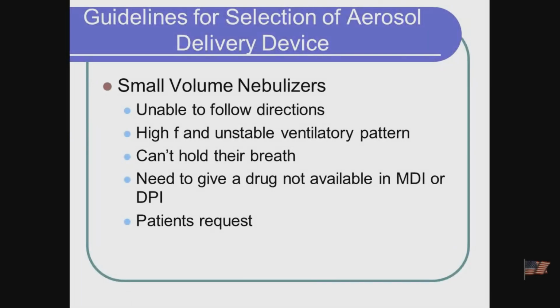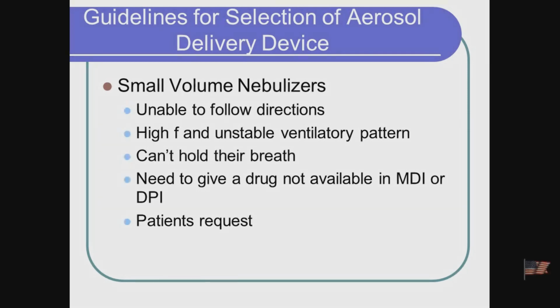Small volume nebulizers. The good news about them is that you really don't have to follow directions. Saying that means that I can use a small volume nebulizer to deliver an aerosolized medication to a patient who's comatose. How effective that is, that's up for debate. Because really, in order to take an effective treatment, you have to, as we'll find, have a breathing pattern that promotes a deep breath with a breath hold. Well, if I'm comatose, I can't follow those directions very effectively.